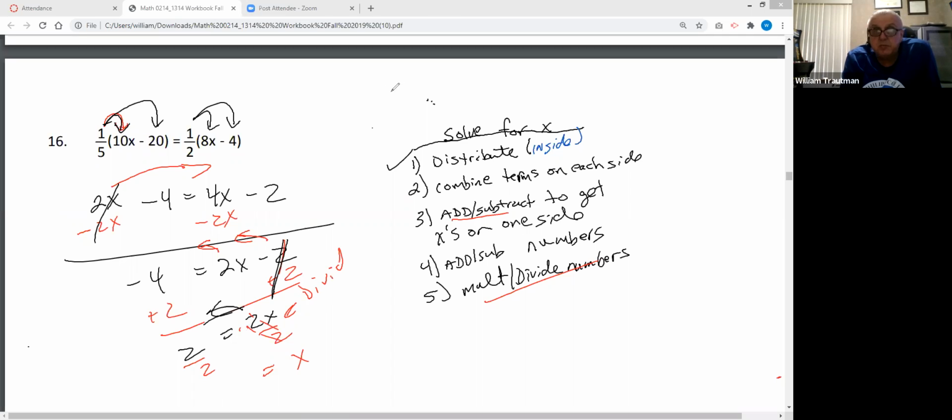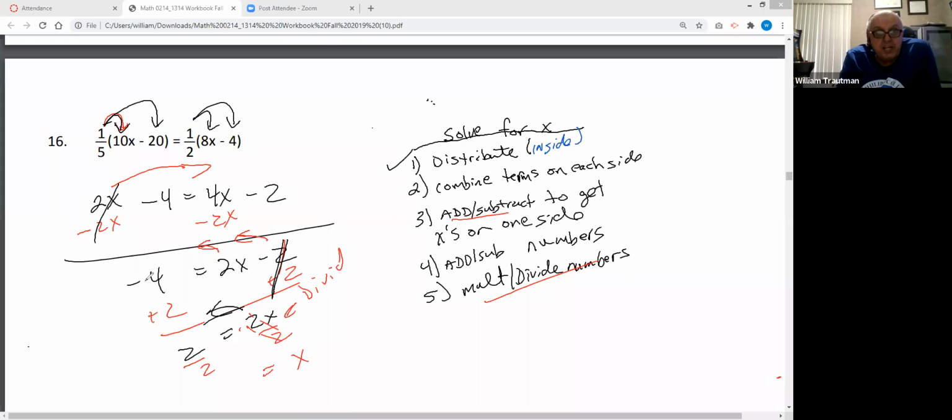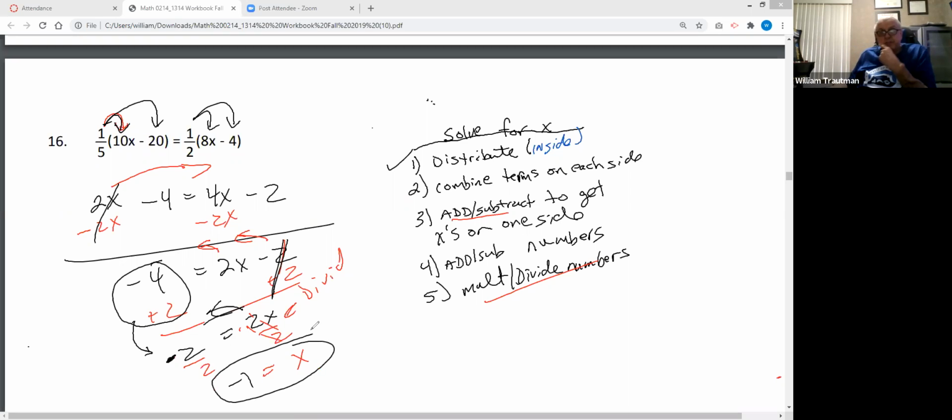Did anybody see the mistake I made? Negative 2. The negative. Yes, thank you. Negative 4 plus 2 is a negative 2. So negative 2 divided by 2, let me change that. Negative 4 plus 2 equals a negative 2. So then when I divide by 2, negative 2 divided by 2 is a negative 1. And that's the answer.